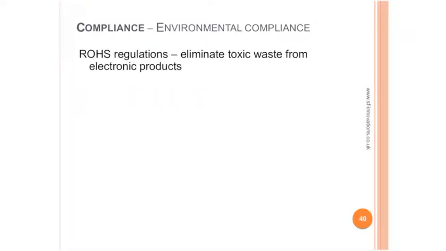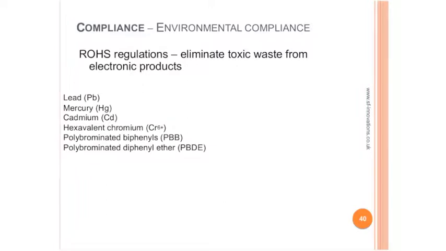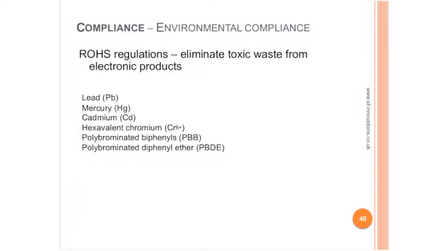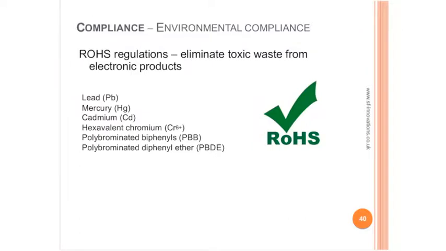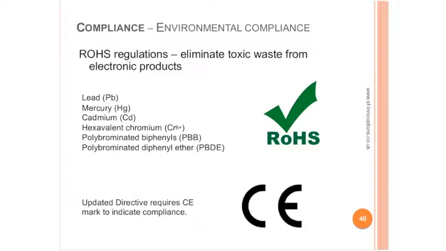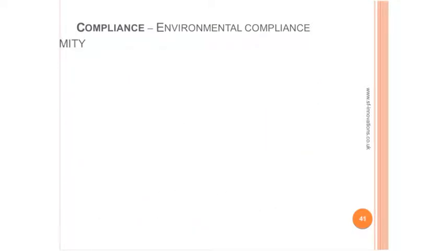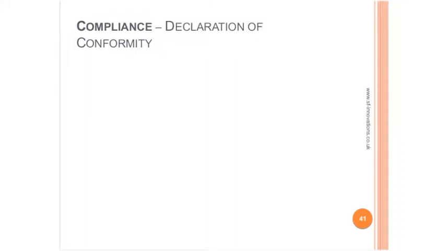The RoHS regulations, restriction of hazardous substances, have been in play for a number of years, and these are the substances that are restricted. Currently, people used to adopt the RoHS tick mark for that, but the legislation has been updated and it's a CE mark that's required now. So the declaration of conformity shows that a manufacturer has complied with the various harmonized standards.